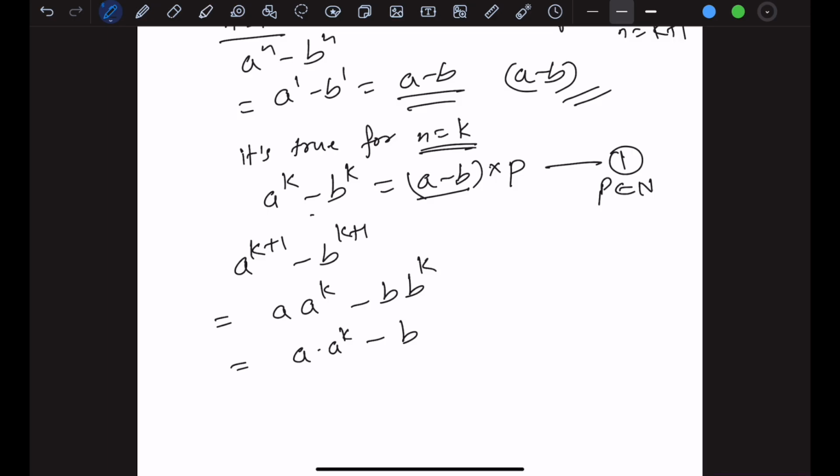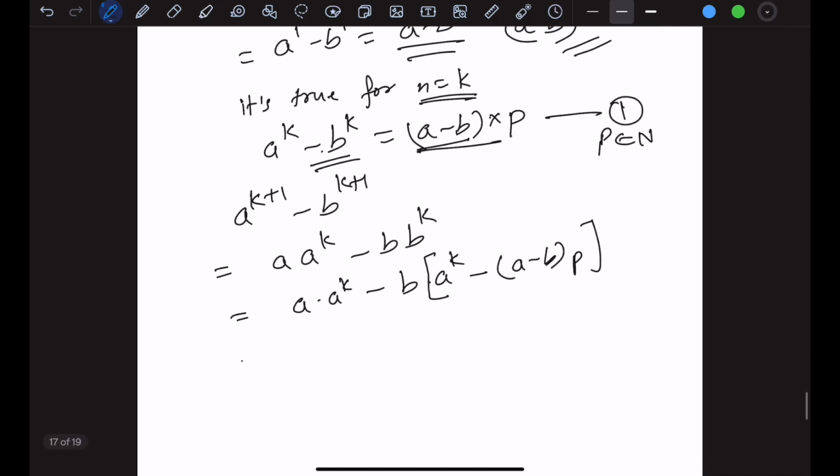So I can write b to the power k as a to the power k, plus, if I bring this on the left side, so b to the power k is a to the power k minus (a minus b) into p. Okay, so it's a into a to the power k.